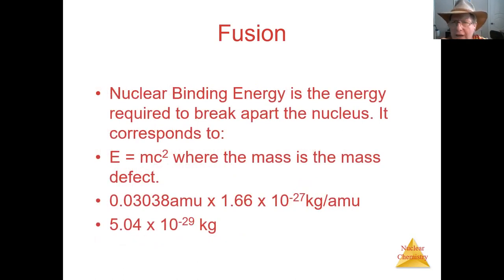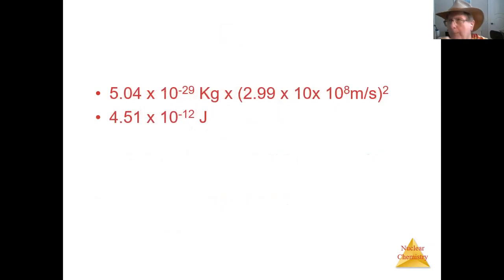This can be converted to energy, and the energy that it converts to is known as the nuclear binding energy. So I take the mass defect and I multiply it by the kilograms, and I multiply that by the speed of light squared. This is the nuclear binding energy to keep a helium nucleus together.